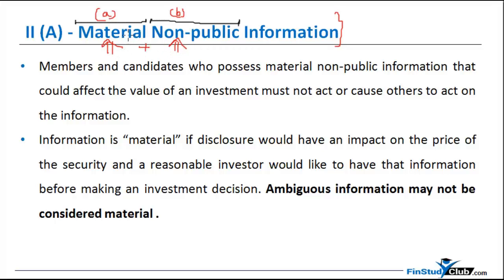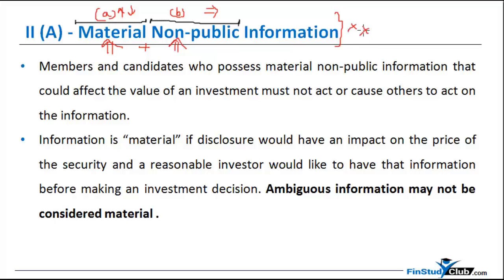Let's just understand what you mean by material. Any information is called material if it has the power to change the decision of the decision maker. In other words, we can also define it as the information which has the power to change the market price. Any information is non-public if it is disseminated to a select group of audience and is not available to the public at large. So that's pretty much self-explanatory.